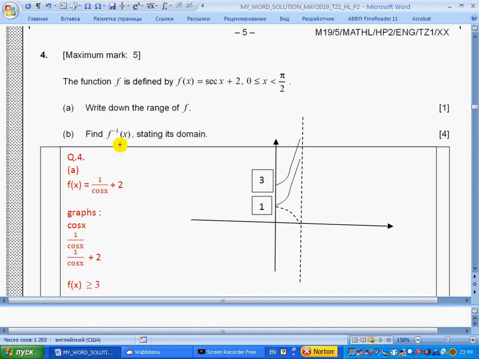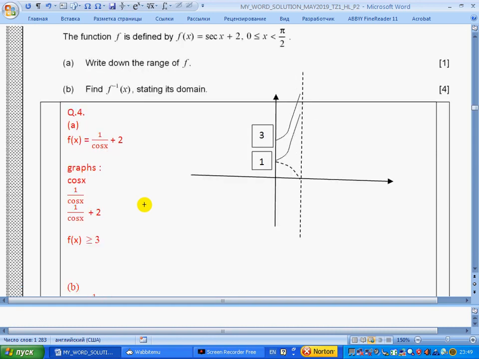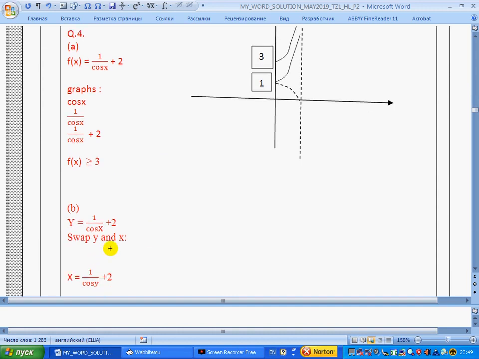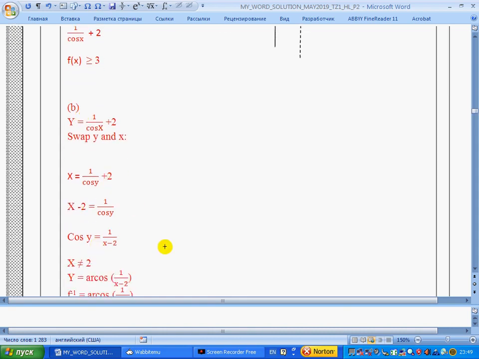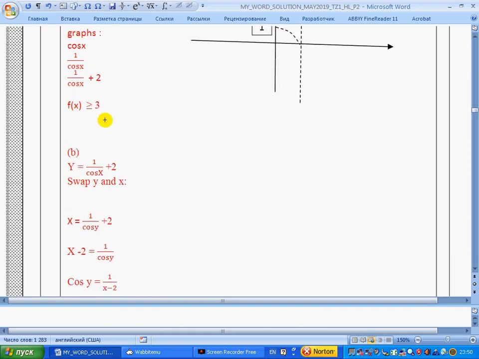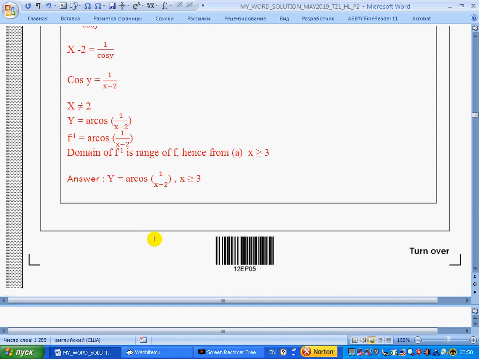Find the inverse function, stating its domain. To find this inverse function, we swap. So first we write our function, then we swap y and x. We rewrite for y, and we get the inverse function. The domain of this function is the range of f. Hence, from the previous result, the domain is x more or equal to 3. So this is the answer. Next question.